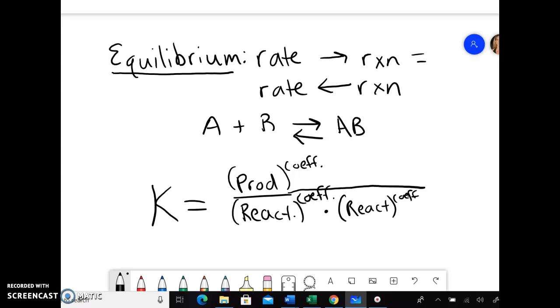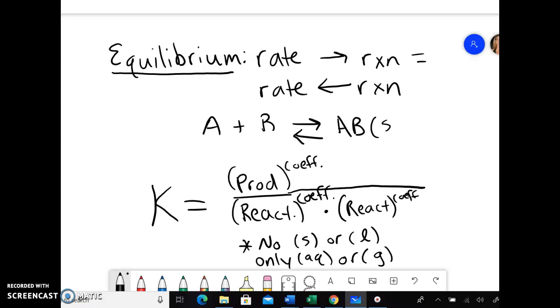And the final thing is that if you have solids and liquids, you do not include them. So no solids and liquids. You're only going to include things that are AQ or things that are gases. So if there's a solid, like if AB right here was a solid, you just wouldn't include this in the reaction. Let's do a few of these, or at least one, so you can see what I'm talking about.